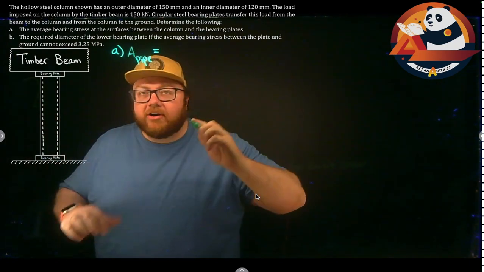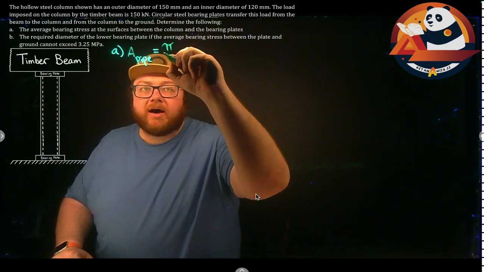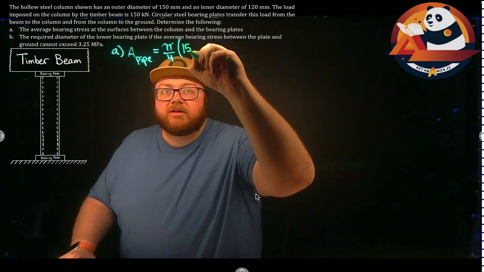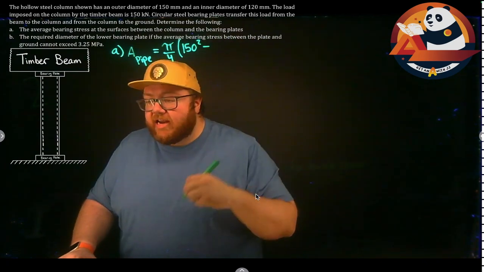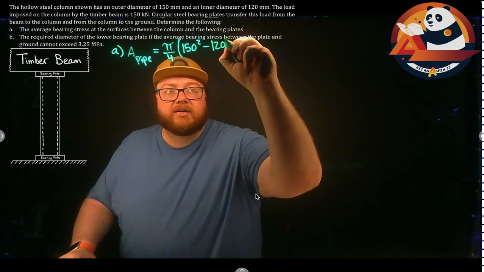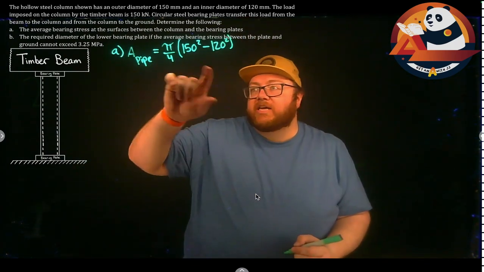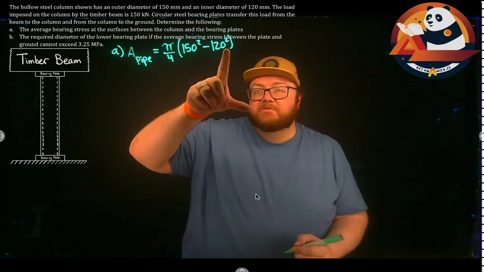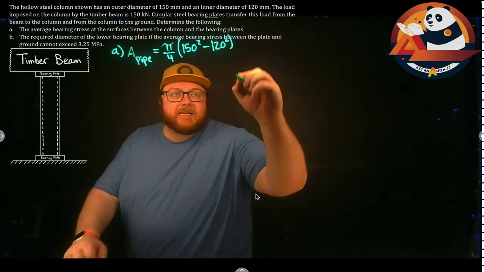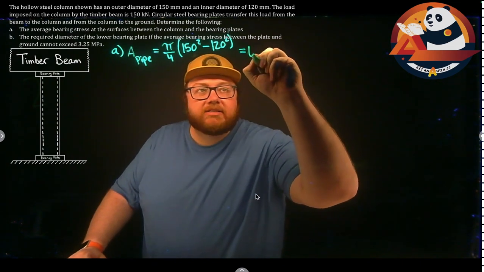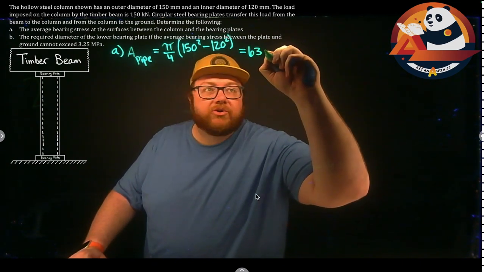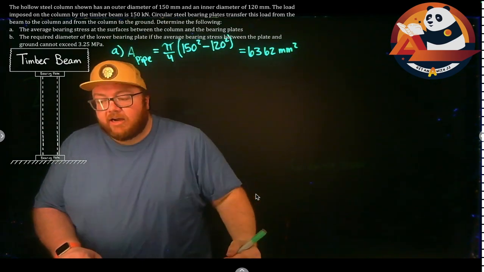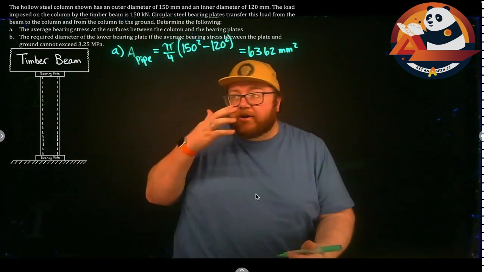If I have inner and outer, I can combine those together and have pi fourths times my outer diameter squared, 150 squared, minus my inner diameter squared, 120 squared. Really, we've written this in one step, pi fourths times my outer diameter squared minus pi fourths times my inner diameter squared. This is going to get me my total area of 6362 millimeters squared, with a little bit of rounding in there. But if I know that, I can go on and get my bearing stress.